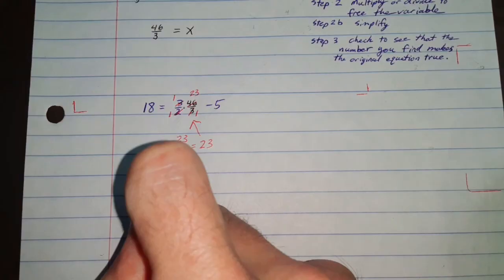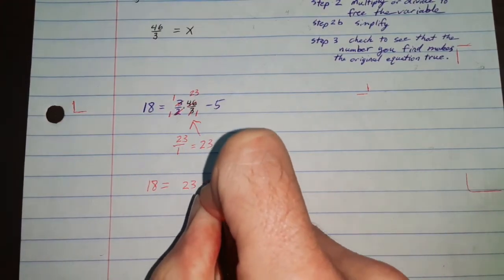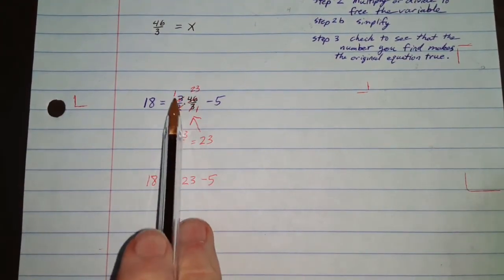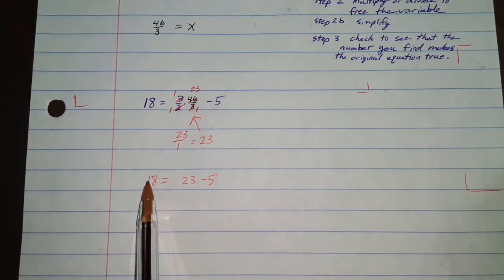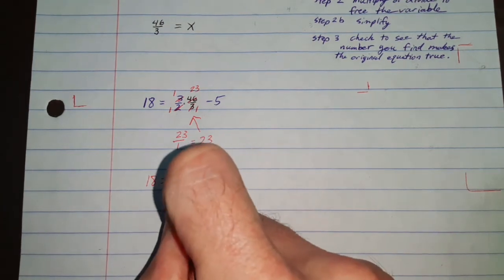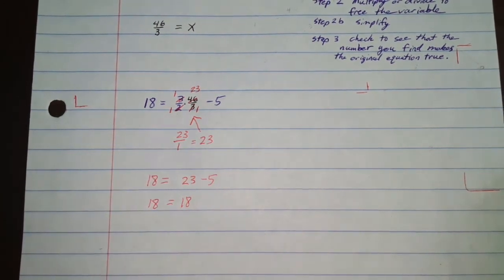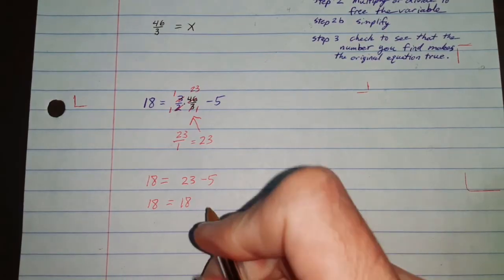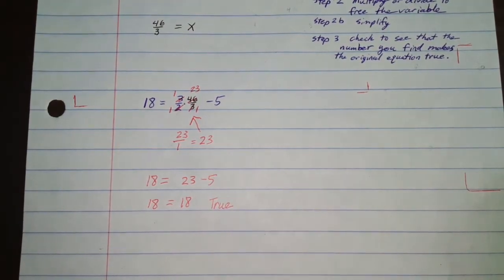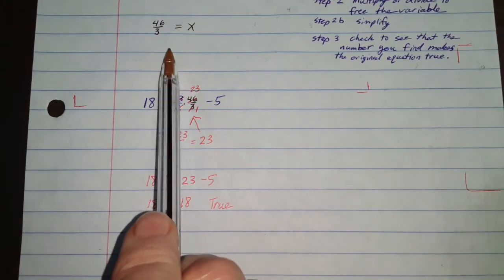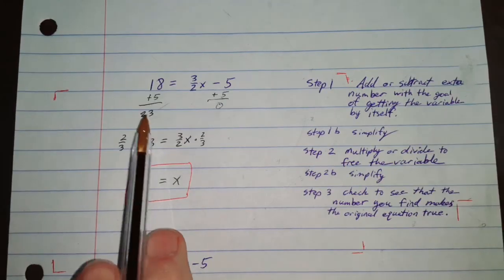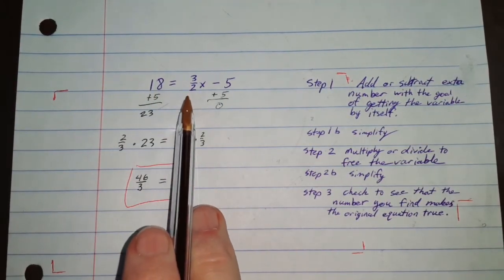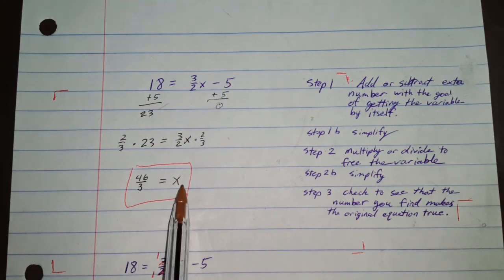So I'm looking at 18 equals 23 minus 5, when I simplify these fractions. So 23 minus 5 is indeed 18. So I have the statement 18 equals 18. That is true. And so my answer of 46 thirds for x is true. I've checked my work. The answer to this original equation, 18 equals 3 halves times x minus 5, is that x must be 46 thirds.